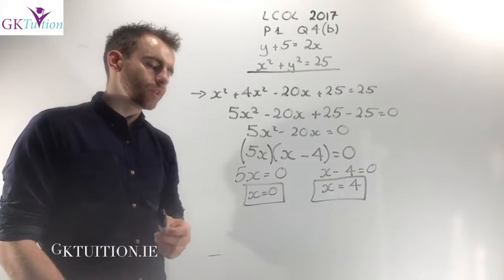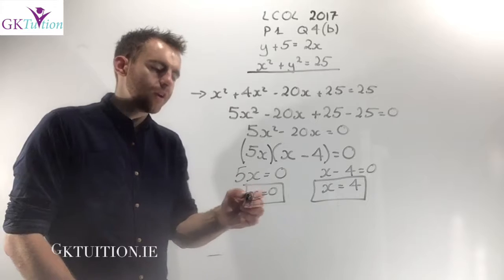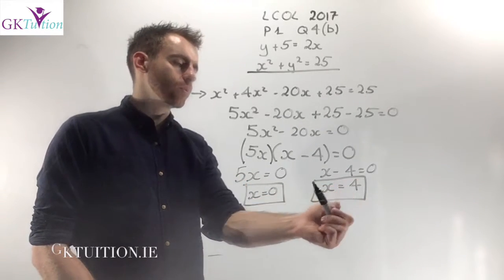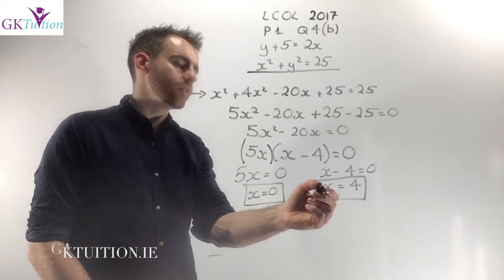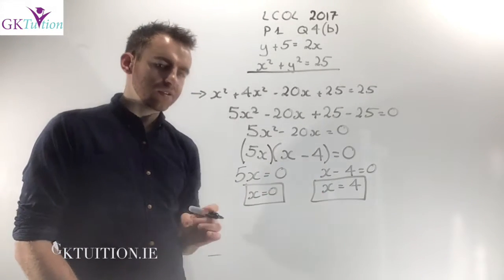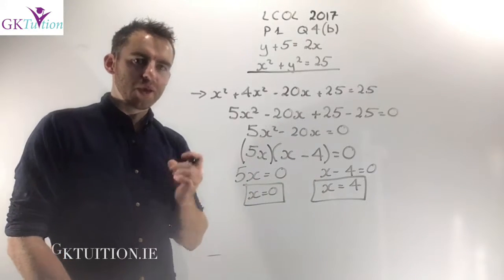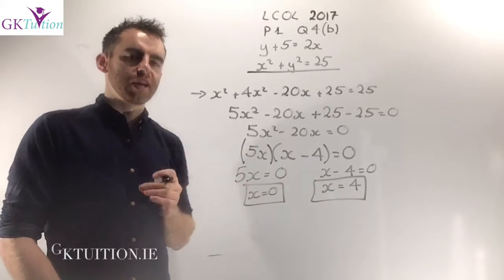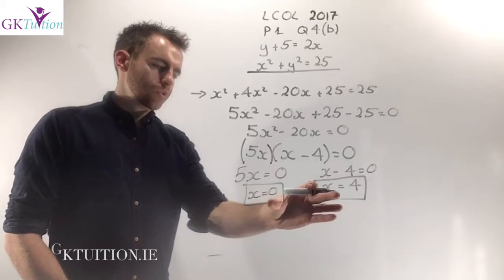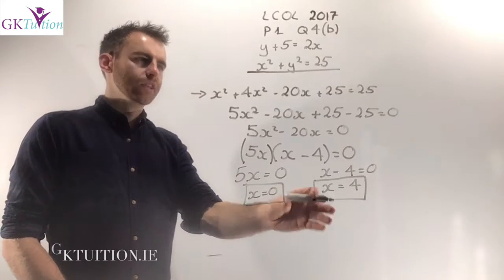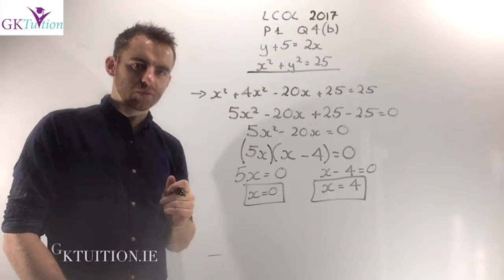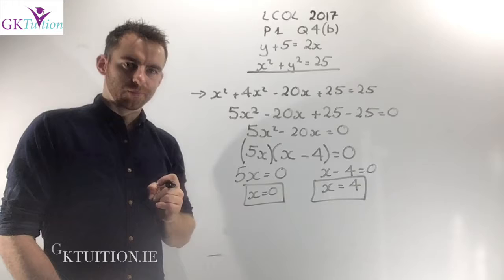If 5x equals 0, divide both sides by 5, that means that x is equal to 0. If x minus 4 equals 0, you add 4 to both sides, that means that x is equal to plus 4. So your two values for x are 0 and 4. However, remember this is a simultaneous equation, so I need to also find values for y. So once we have our two values for x, we need to sub back in to one of our original equations to find two values for y. So let's do that now.